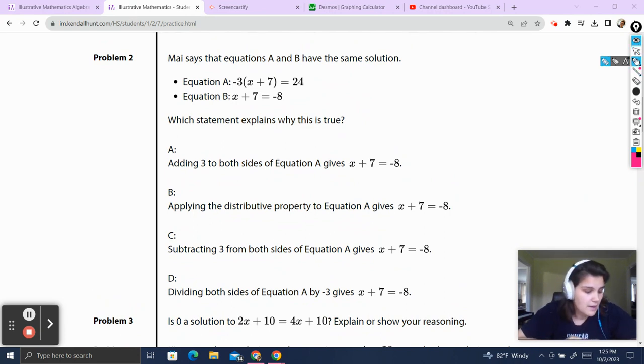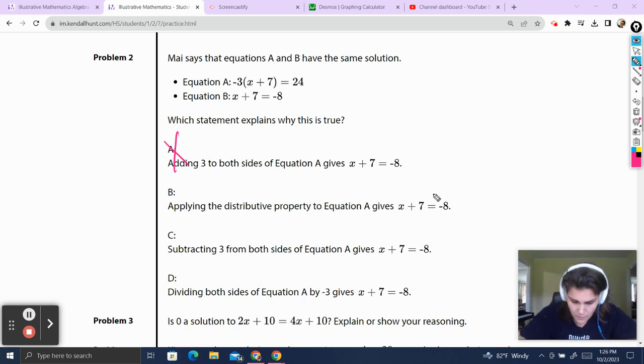Problem number 2. May says that the equations A and B have the same solution. So equation A is negative 3 times x plus 7 is equal to 24, and equation B is x plus 7 is equal to negative 8. Which statement explains why this is true? Adding 3 to both sides of equation A gets negative x plus 7 minus 8 is equal to negative 8. No, adding 3 does not get you that. Adding 3 is going to get you negative 3 times x plus 7 plus 3 is equal to 24 plus 3. So we're going to cross them out.